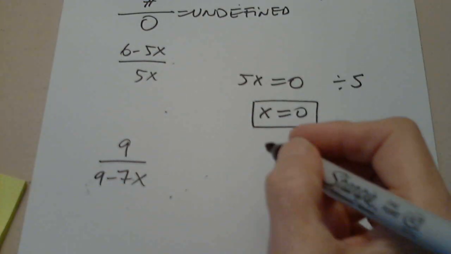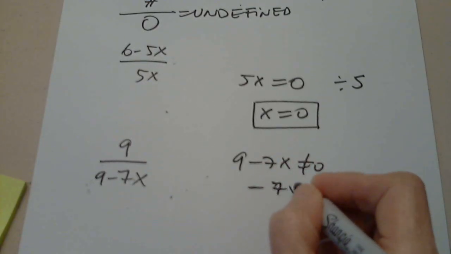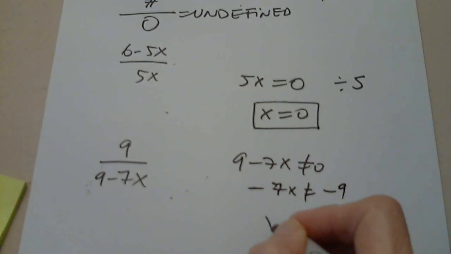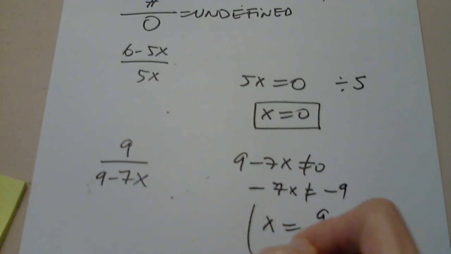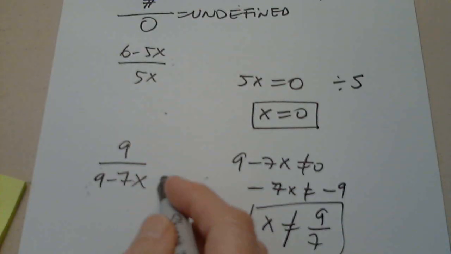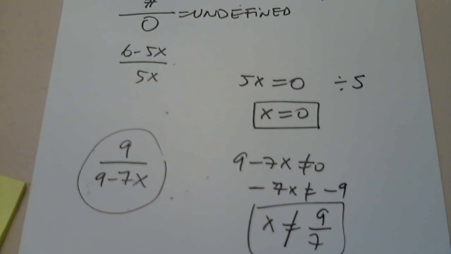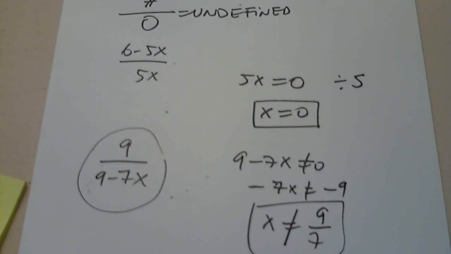We don't have to guess. We have 9 minus 7x cannot be 0. Negative 7x not equal to negative 9, so x equals 9 over 7. So x cannot be 9 over 7, because 9 over 7 will make this expression undefined. You can ask me to evaluate it for anything else, but if you ask me to evaluate it for 9 over 7, I'll say sorry. Nice try.